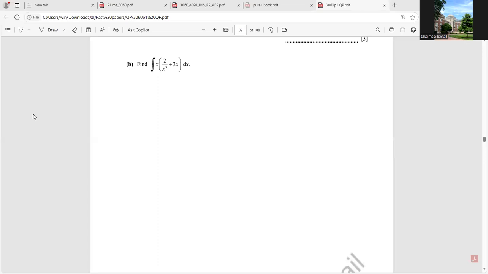Okay, another question of integration. Here we have to rewrite it because here we have x outside the bracket, and we are going to multiply it by the 2 over x to the power of 3, then another time multiply by 3x. Okay, let's get started. So here it's not limited, so don't forget we have a plus c by the end. So we are going to integrate.